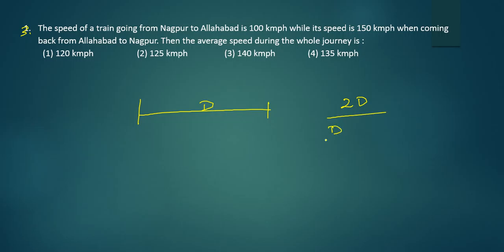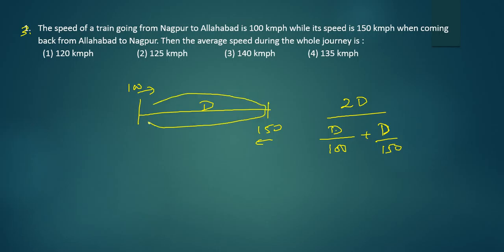While going, the speed is 100 km per hour. Time is nothing but distance by speed. While coming, the speed is 150. Simple. This is the logic. Total distance traveled is nothing but d plus d, 2d. That is what we're writing here. So simply choose a convenient value for d. What is the convenient value for d? LCM of 100 and 150, which is nothing but 300. Simply assume d equals 300.